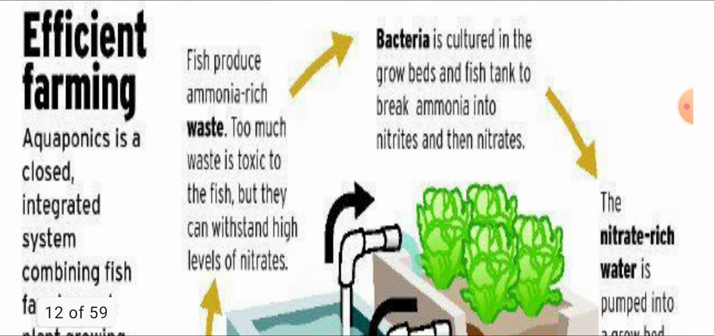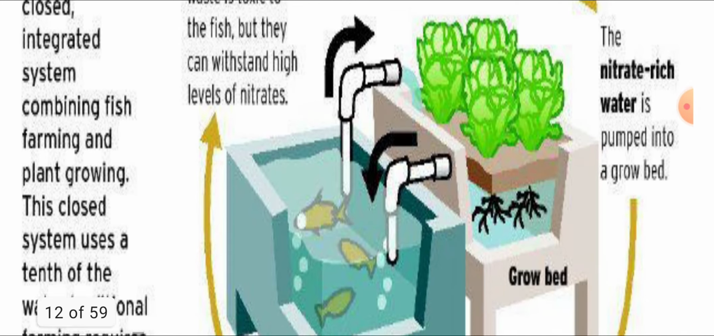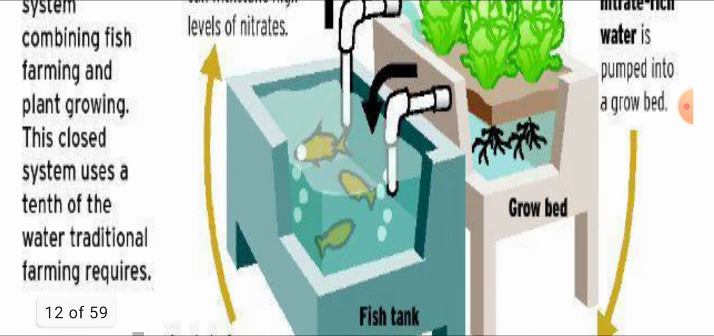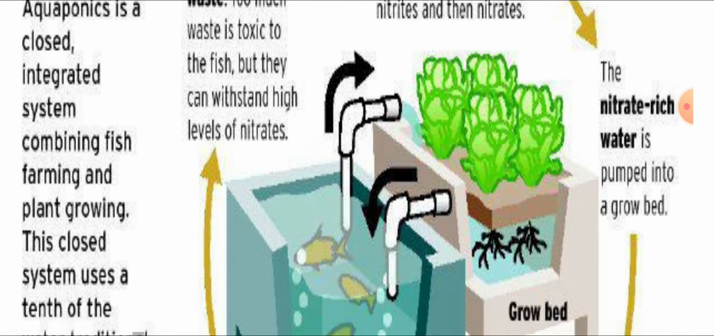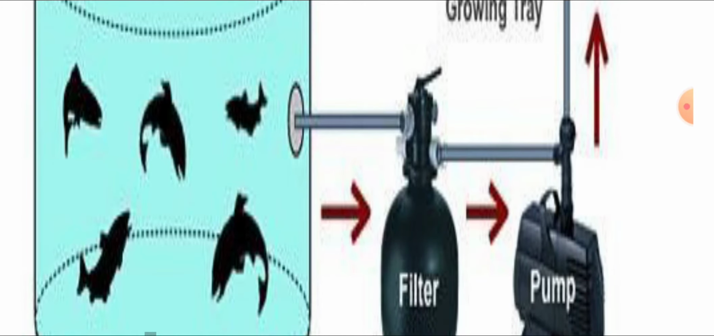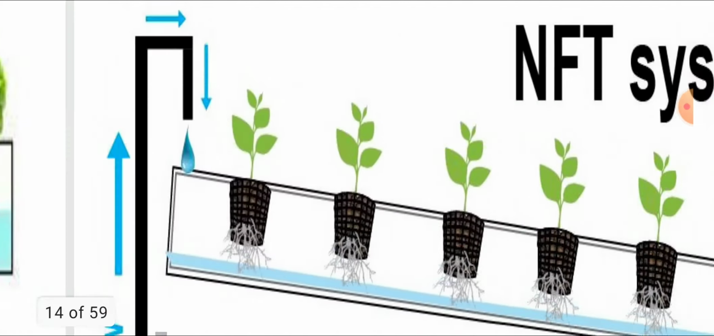How can efficient farming be done? Today there is aquaponics and hydroponics, a technique of growing plants in water, along with fish farming. The fish produce nitrogen wastes that are converted by bacteria into nitrates that are consumed by the plants. Here also hydroponics is shown, growing plants in water along with fish farming. This system shows how you can improve the crop yield.